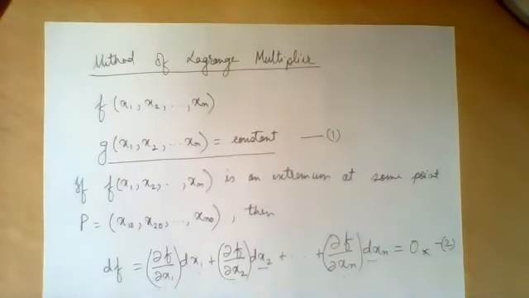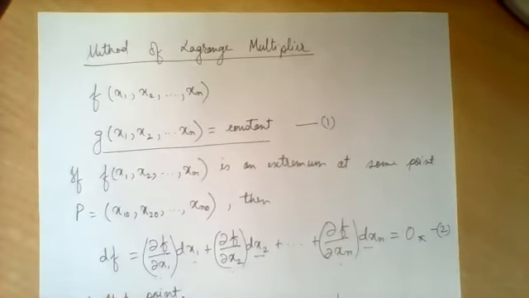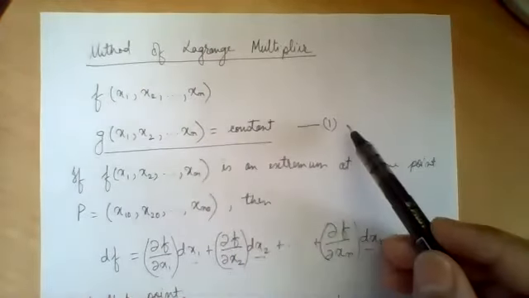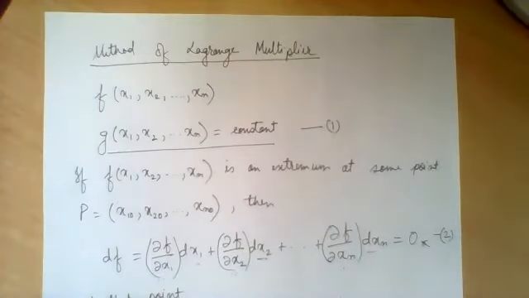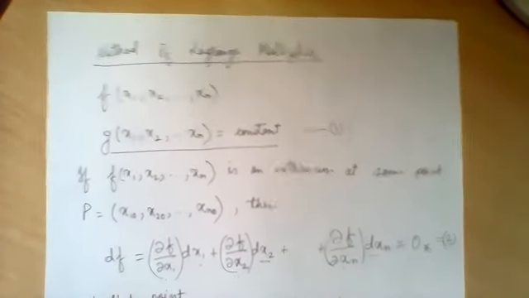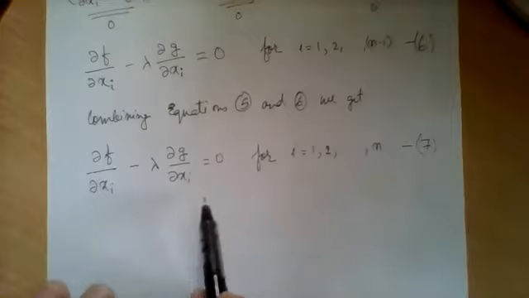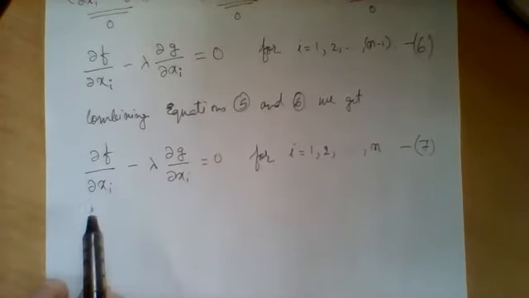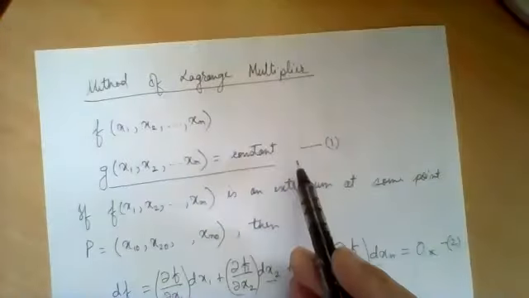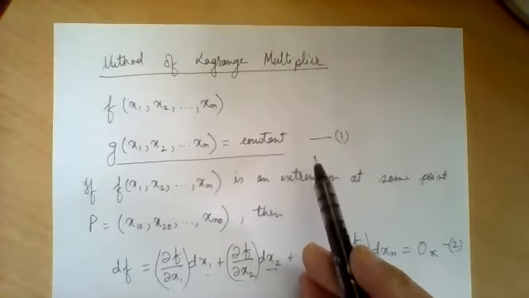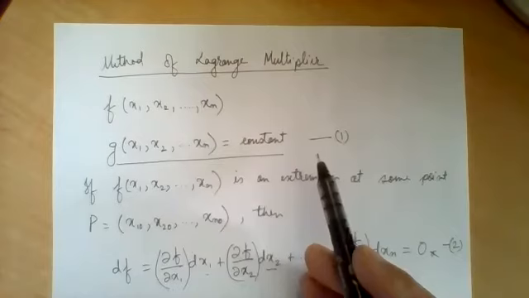This is the method of Lagrange multipliers. We have a function and an equation of constraint, and at the extremum value of the function f, f and g should satisfy these n conditions. Combining these n equations with equation number 1, we can uniquely determine the values of x1 to xn and lambda at the extremum.